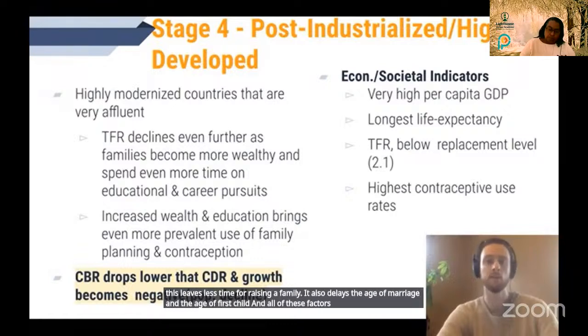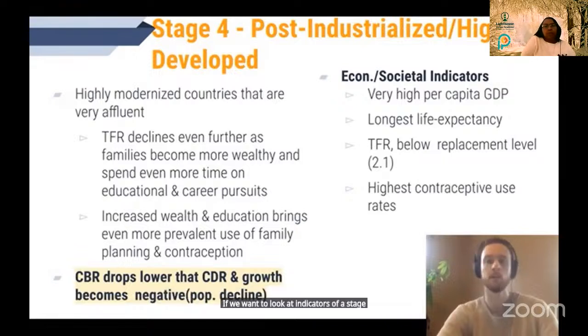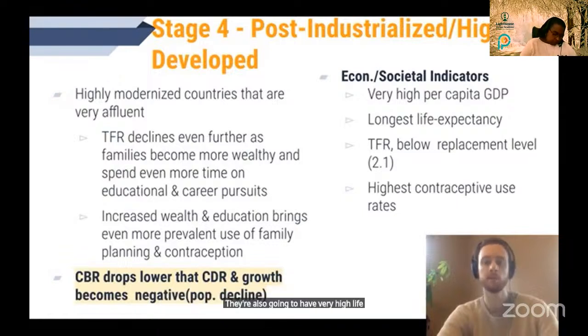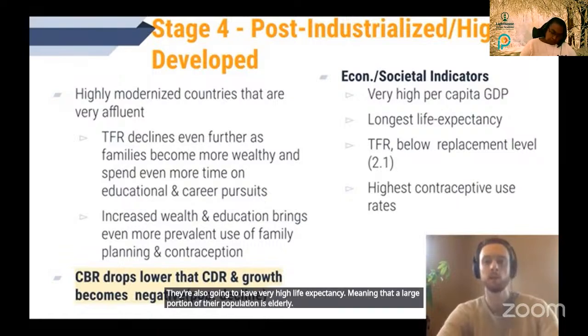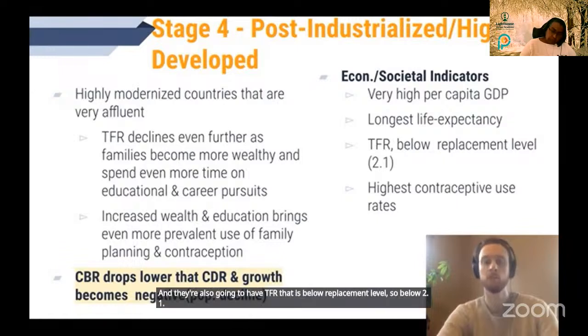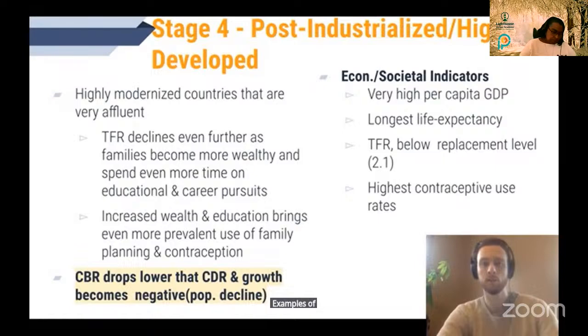a lower TFR. If we want to look at indicators of a stage 4 country, they would have the highest per capita GDPs in the world typically. They're also going to have very high life expectancy, meaning that a large portion of their population is elderly. And they're also going to have TFR that is below replacement level, so below 2.1. Examples of these countries would include the United Kingdom, Germany, Italy, and Japan.